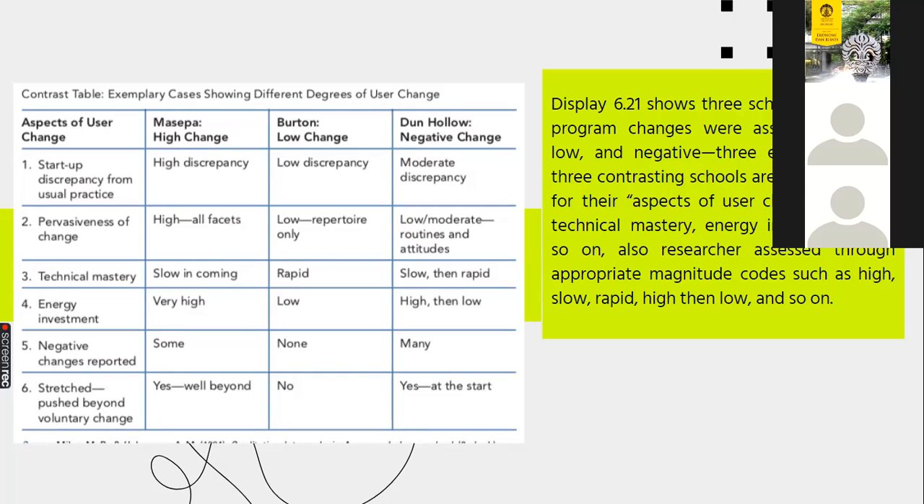And here is an example of three school sites whose program changes were assessed as high, low, and negative. Three extremes. These three contrasting schools are then examined for their aspects of users' change, such as technical mastery, energy investment, and so on. Also, researchers assess through appropriate magnitude codes, such as high, low, rapid, high then low, and so on.